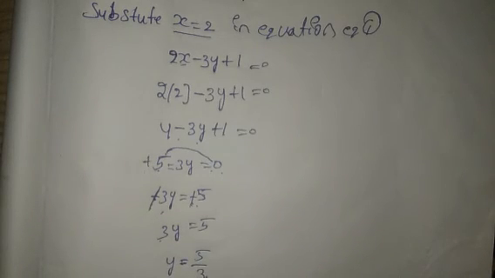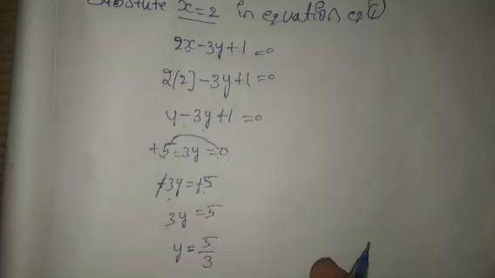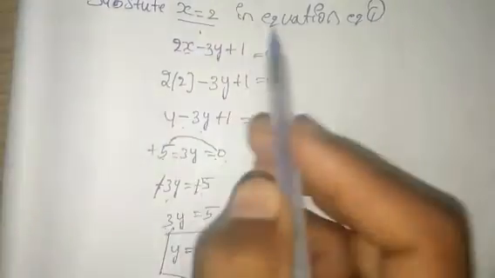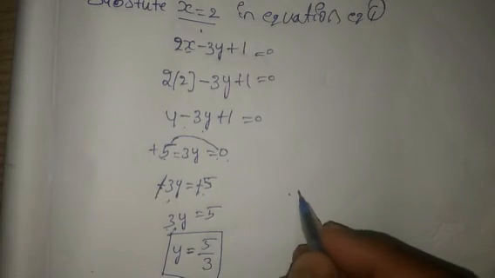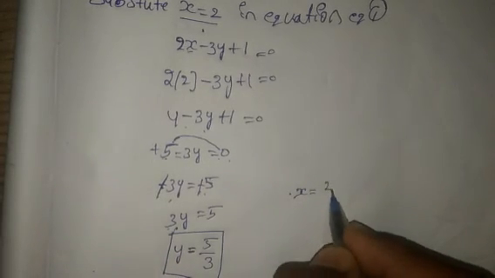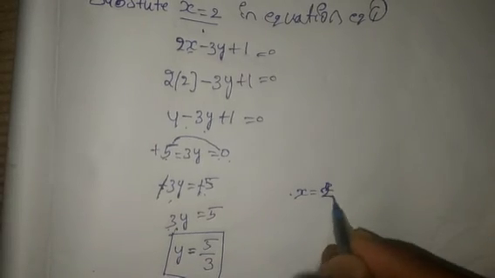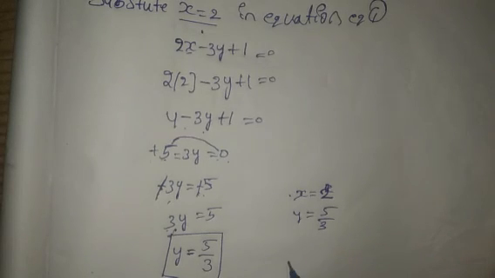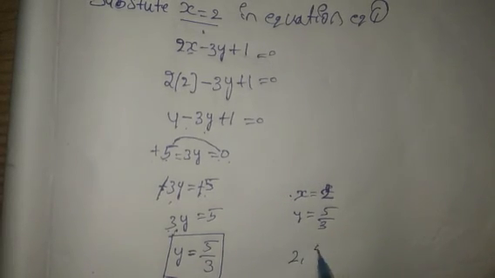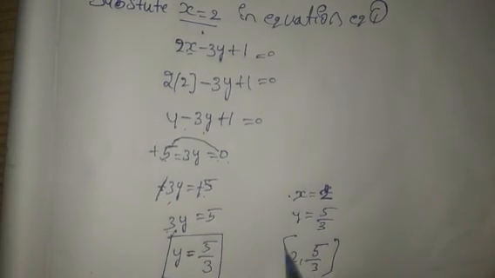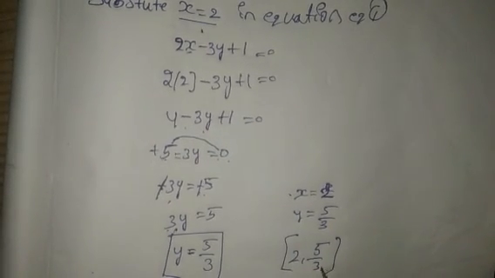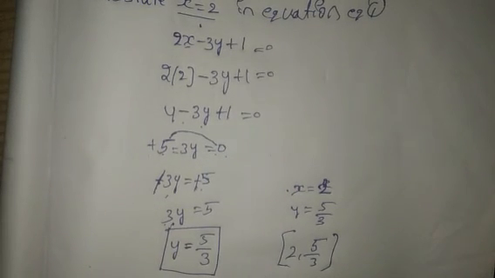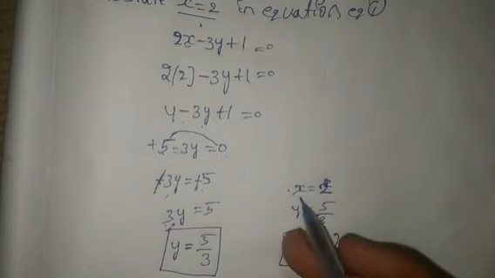5 by 3 cannot be cancelled. So that is the value of y. So we found the x value and y value, that is x equals 2 and y equals 5 by 3. So we write 2 comma 5 by 3. So we have successfully found 2 comma 5 by 3 as the values of x and y.